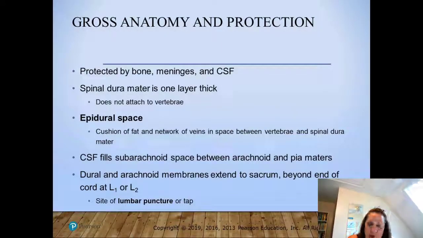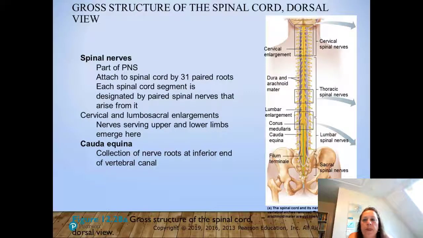The spinal cord is protected by the bone of the vertebrae, the same 3 layers of meninges, and cerebrospinal fluid. So it is very similar to the brain in that way. The one thing it doesn't have is an outer layer of gray matter. And the spinal dura is only 1 layer thick. It doesn't attach to the bone the way the periosteal layer of the brain dura mater does. But we have cerebrospinal fluid between the arachnoid and pia maters.